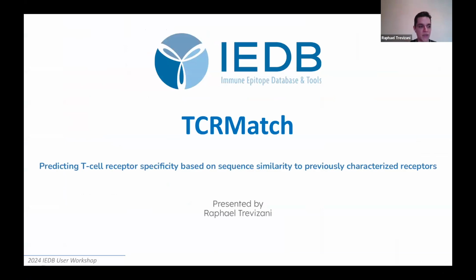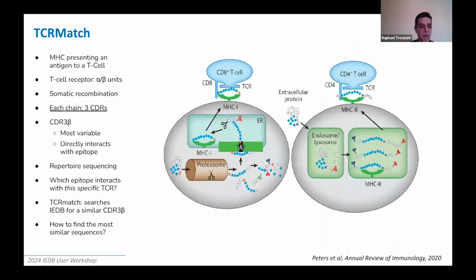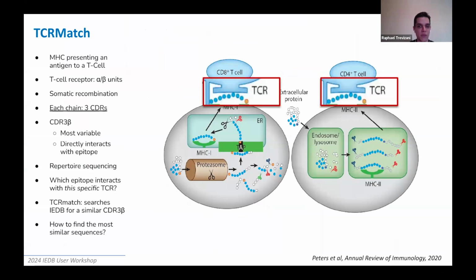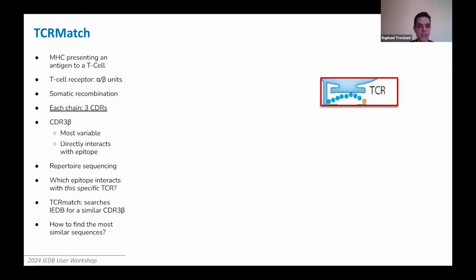Before I tell you about TCRMatch, the tool, let's begin with a little bit of biological background on T-cell receptors. You've seen these figures during the workshop in the presentations about peptide binding earlier today, when they talked about MHC1 and MHC2. In this presentation, I want to focus on the part where the T-cell receptor recognizes the presented peptide as an epitope.